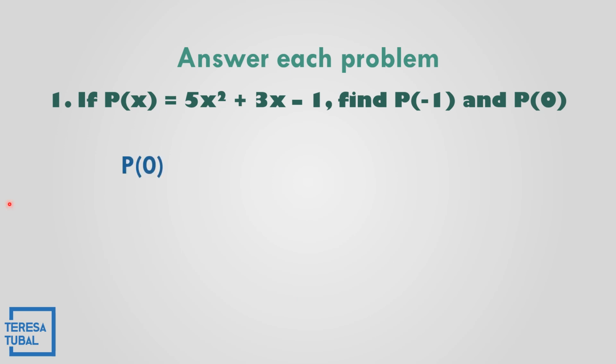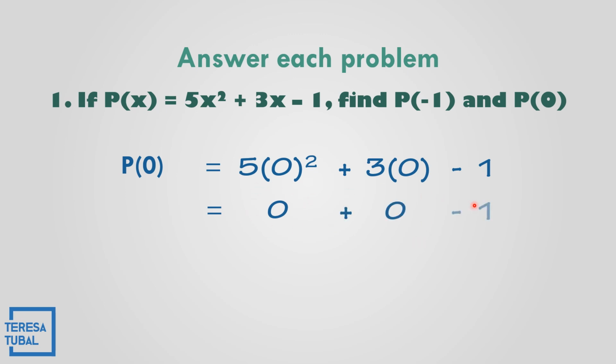How about the P of 0? Let us replace the value of x by 0 to the given equation. So that becomes 5 times 0 squared plus 3 times 0 minus 1. So it means 5 times 0, that is equal to 0. 3 times 0, that is 0 minus 1. 0 plus 0 is 0 minus 1, that is equal to negative 1. So the P of 0, that is equal to negative 1.